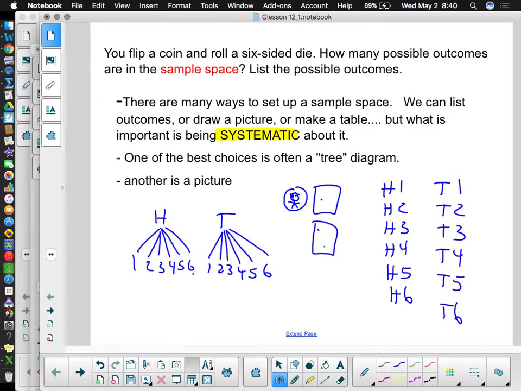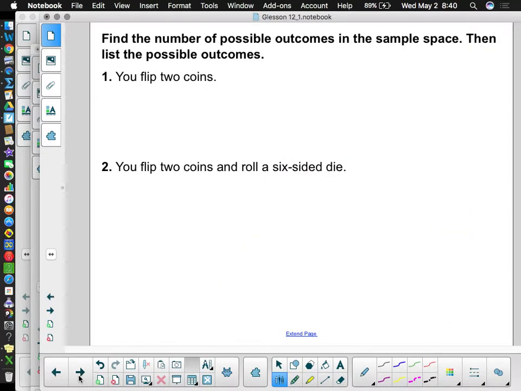Now, this can get handy when we start getting more complicated ideas. In fact, this is a technique that gets used even in AP stats. So that's something you want to think about as you're creating sample spaces. You want to know what all the possible outcomes are. So list all the possible outcomes in a sample space, then find the number. Actually, I'm going to list the possible outcomes and then find the number. I'm going to do it backwards.